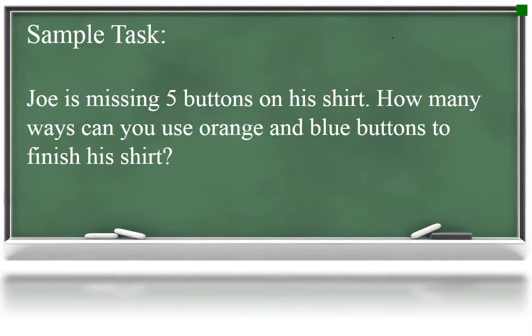Here is a sample task of what your child might experience in his or her math class. Joe is missing 5 buttons on his shirt. How many ways can you use orange and blue buttons to finish his shirt? Your child might draw a picture, or they may use a manipulative such as snap cubes, 2-color counters, or square tiles to demonstrate all of the ways to fix Joe's shirt. They could show something like 4 orange and 1 blue button, or 3 orange and 2 blue buttons, 2 orange and 3 blue buttons, or maybe even 1 orange and 4 blue buttons. This kind of task could also be practiced at home using cotton swabs and cotton balls or any other small household item.